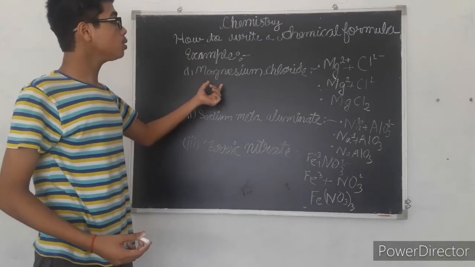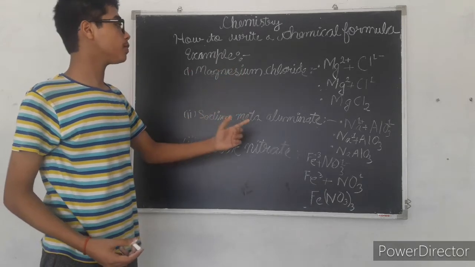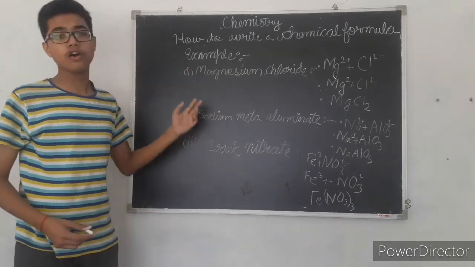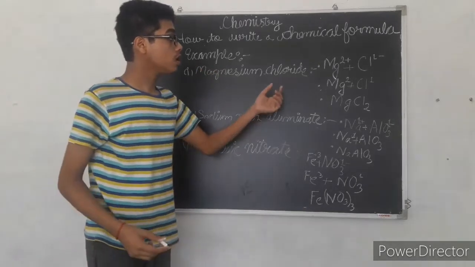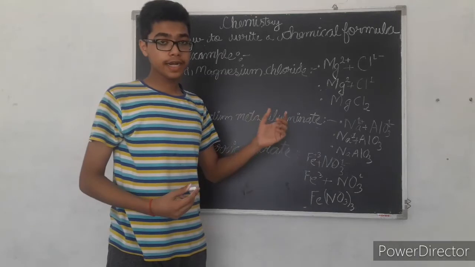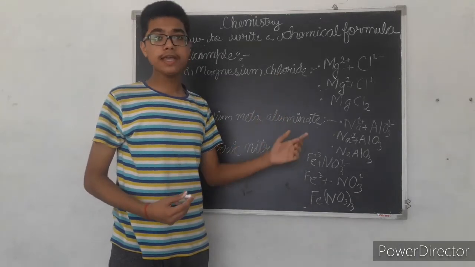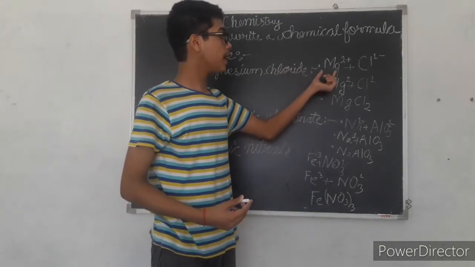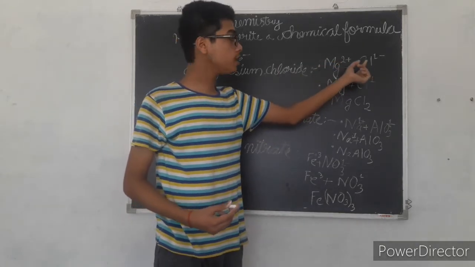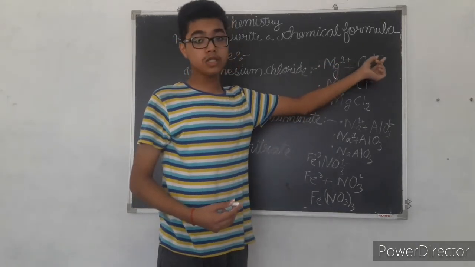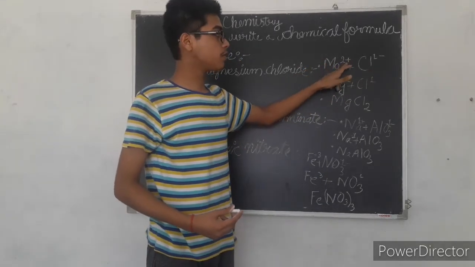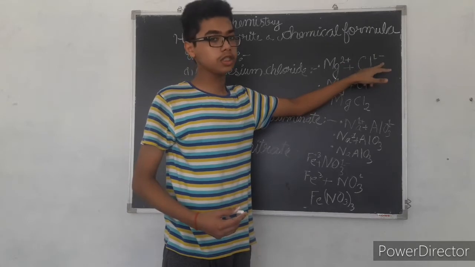Now let's see how to write the chemical formula of magnesium chloride. According to the first step, first we will write the basic radical and then the acidic radical. So first we write the basic radical, which is Mg2+, and then the acidic radical, which is Cl1-. It is basic because it has a positive charge, and it is acidic because it has a negative charge.